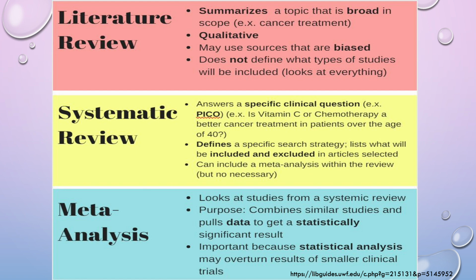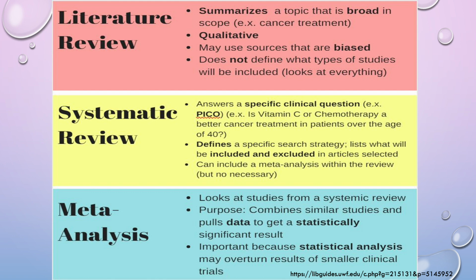Next, we have the systematic review, and it answers a question specific to a clinical question. Example, the population, intervention, comparator, and outcome: is vitamin C or chemotherapy a better cancer treatment in patients over the age of 40? So it defines a specific search strategy, lists what will be included and excluded in articles selected, and can include a meta-analysis within the review, but it's not necessarily.